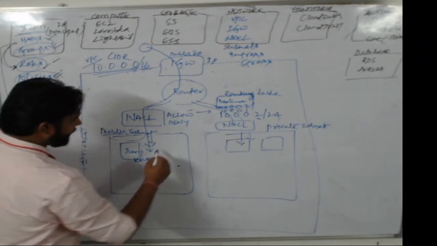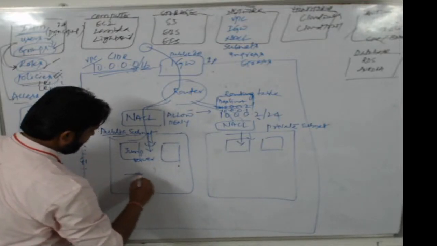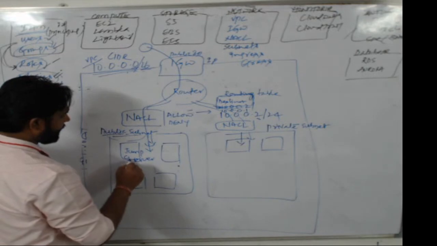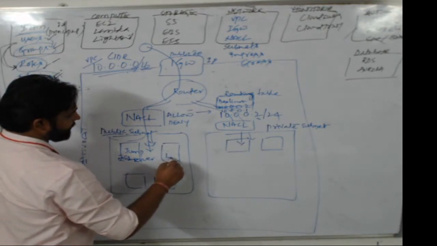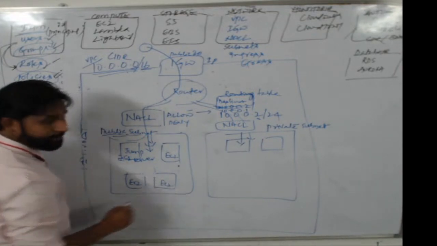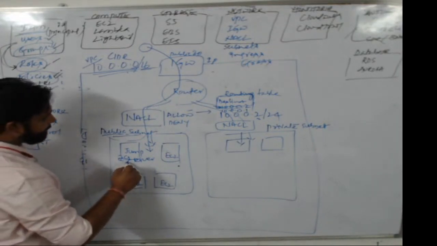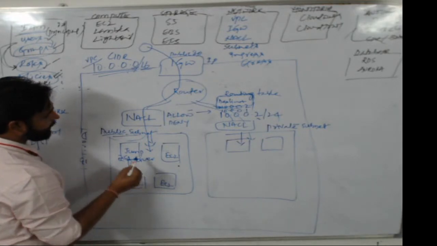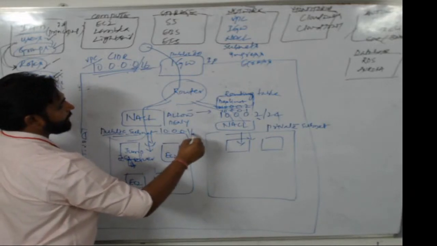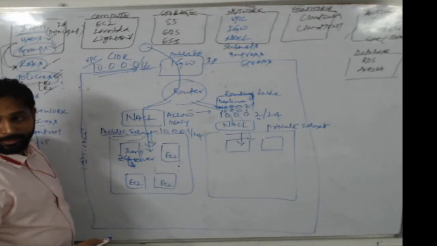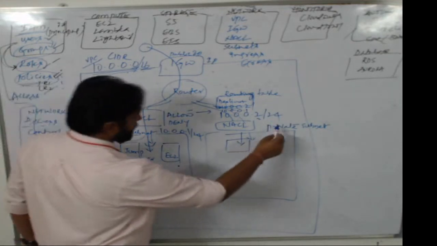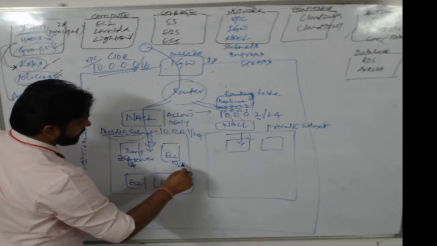Now, within a subnet, what do you have? You have virtual machines or your EC2 instances. These are all EC2 instances with IPs attached to it. The IP should be in that CIDR range of the subnet. You are deciding the CIDR range when you are deciding the subnet. So the EC2 instance is here.